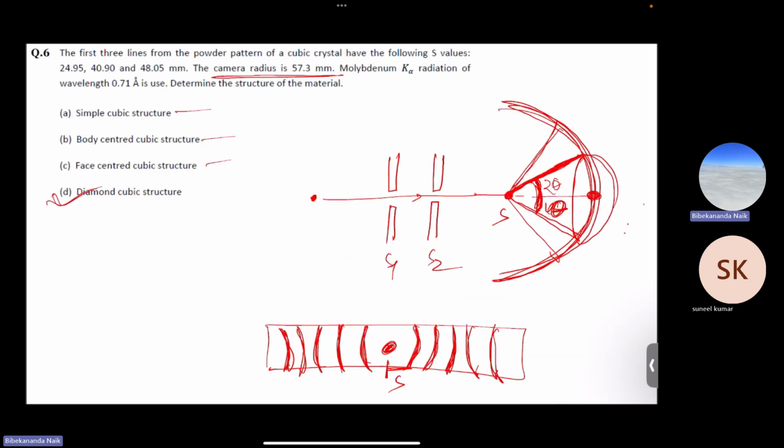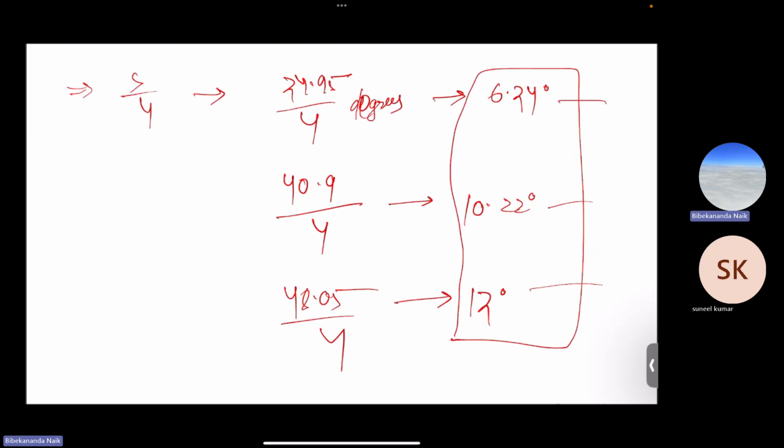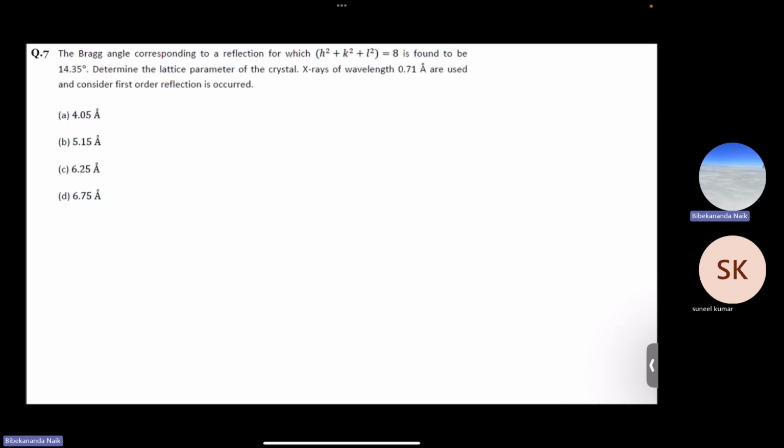So in the upcoming weeks, when we talk about the atomic form factor and the atomic structure factor, then in that session we will discuss it in more detail. And so we will move to the next question now.